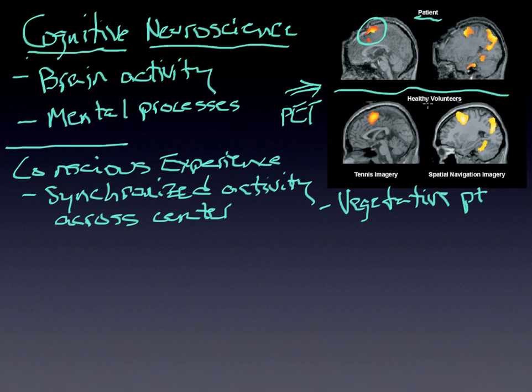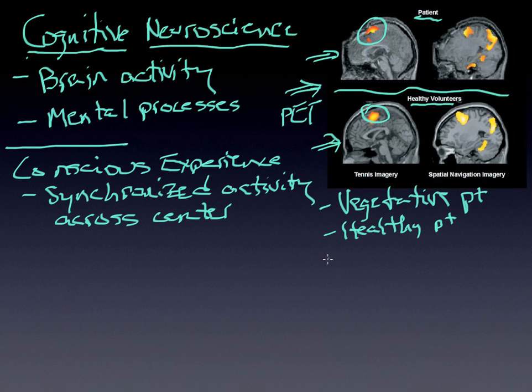When we do this with the same people in terms of healthy volunteers, and we ask them to equally imagine playing tennis, we get a very similar pattern of activity in the brain. So essentially, whether somebody can actually do the activity, this person can't, this person can, we still see the same kind of activity in the brain.